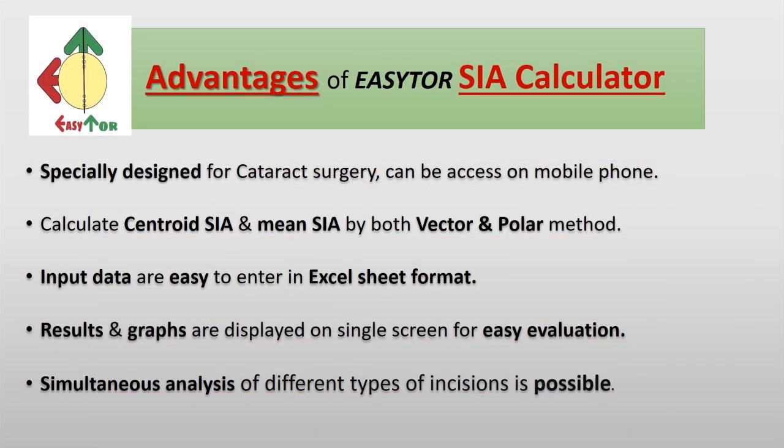So the advantage of this SIA calculator is that it is specially designed for cataract surgery. It can be accessed anytime on mobile also. It calculates centroid SIA and mean SIA by both polar and vector method. Input data entry is easy in Excel sheet format. Results and graphs are displayed on a single screen for easy evaluation. Simultaneous analysis of different types of incision is possible.